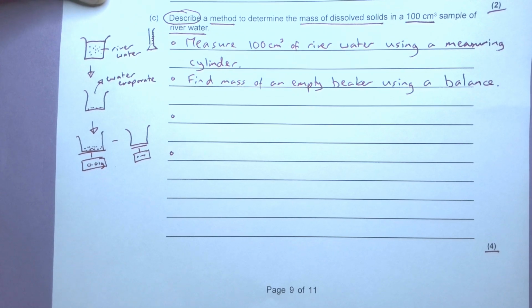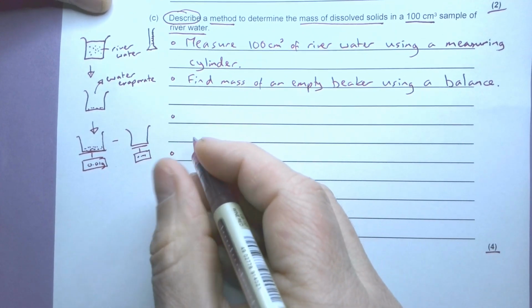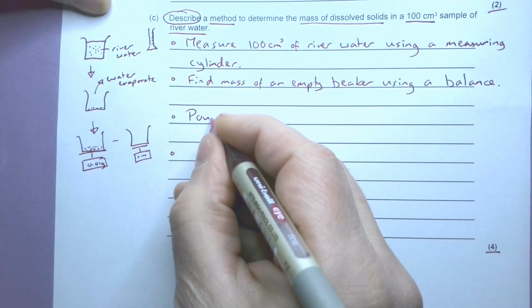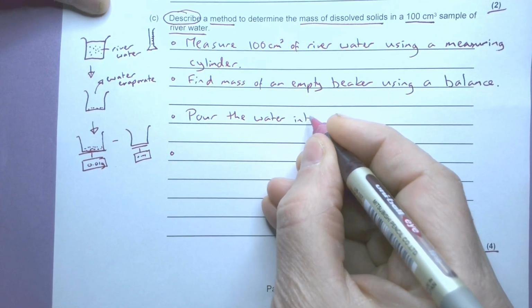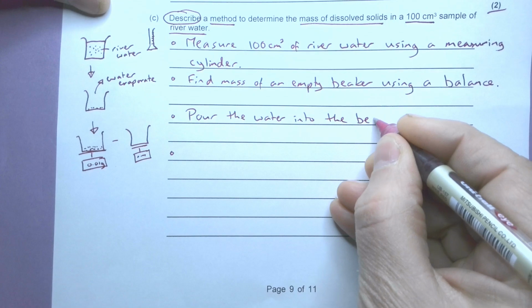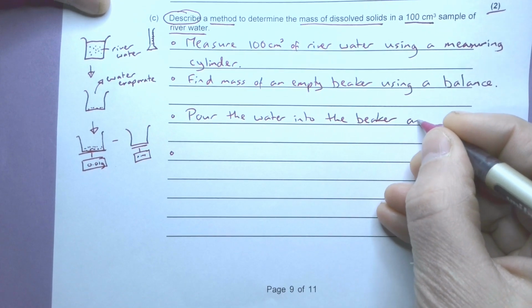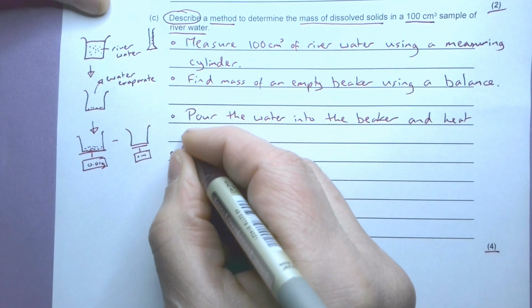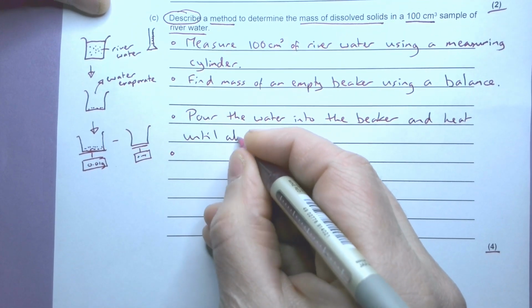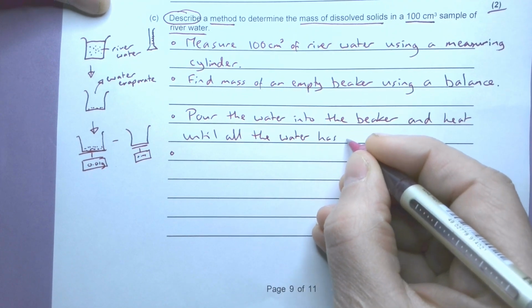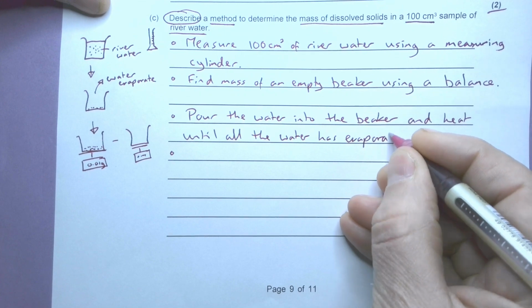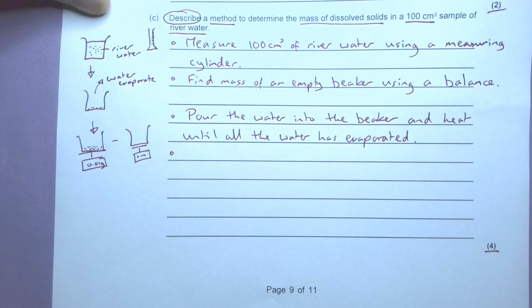Okay, so every time I'm saying what I'm doing and what I'm using, I start each sentence with an action verb. So I'm saying this is what I'm doing: measure this, find that. What am I going to do then? Then I'm going to pour the water into the beaker and heat until all the water has evaporated. Okay, so I'm going to heat it up then until all the water is evaporated.